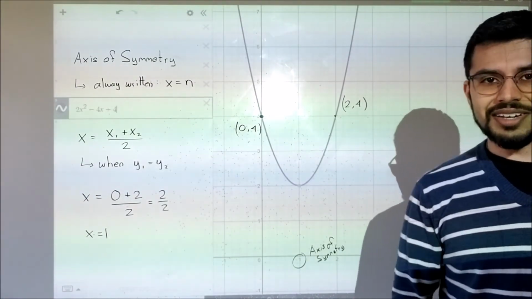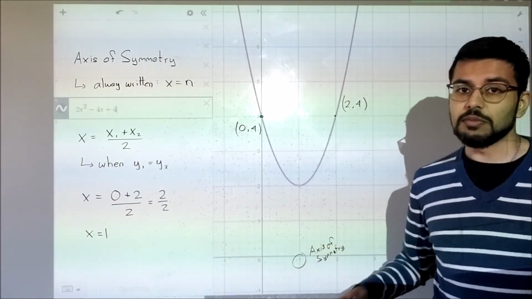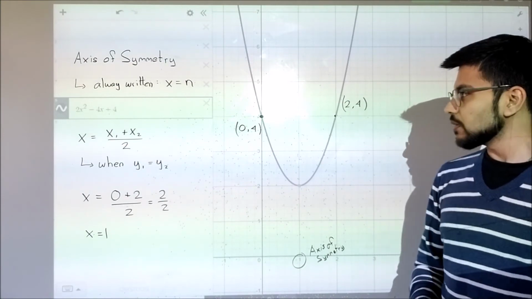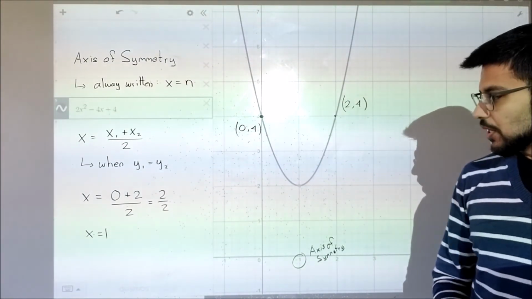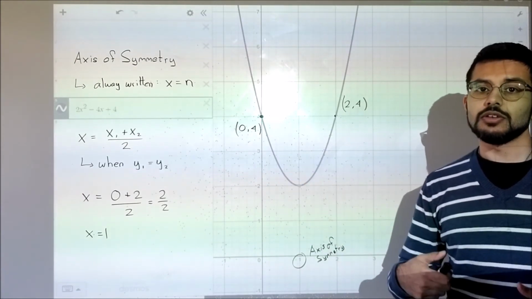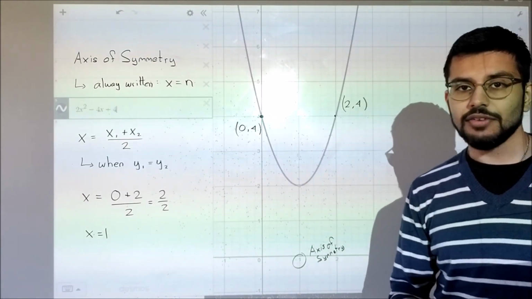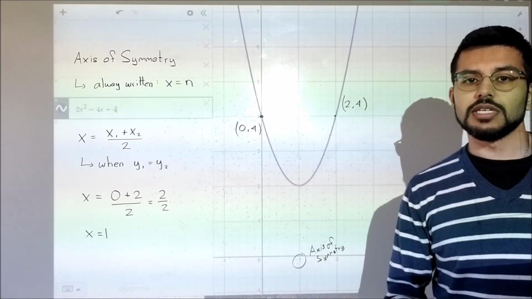Now, it's not always going to be that nice. That's why we use this example, because this example is nice. But sometimes it'll be a little bit more difficult. You might get some decimals, you might get some fractions. But as long as you're following the formula and you understand that your y values have to be the same, it is always going to give you an axis of symmetry.